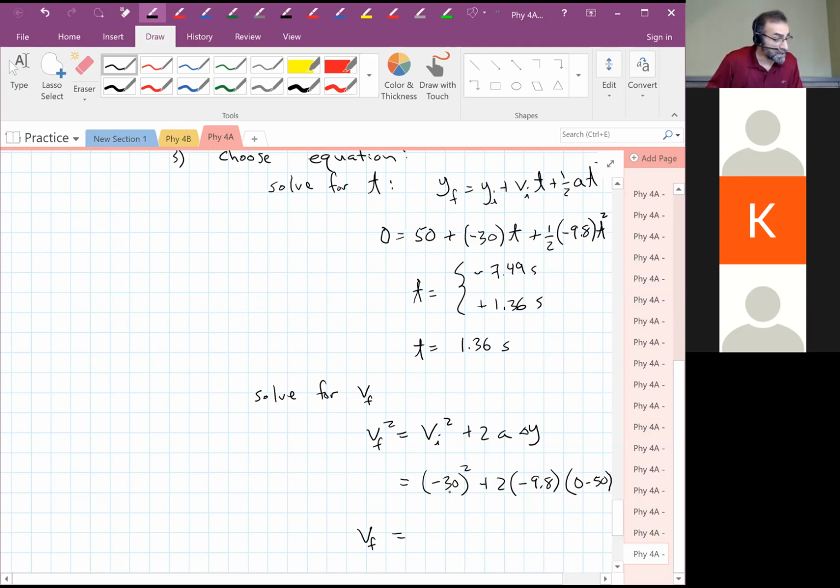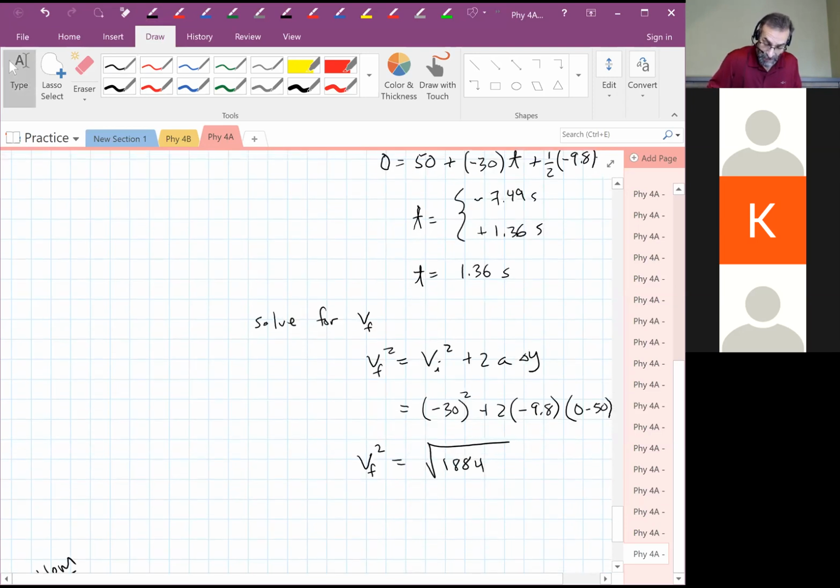So whenever you take the square root, there, I didn't write down what that was. It's 43.4, right? V final squared is 1,884, so v final is the square root of that. So V final, what is V final? Is it 43.4 meters per second?